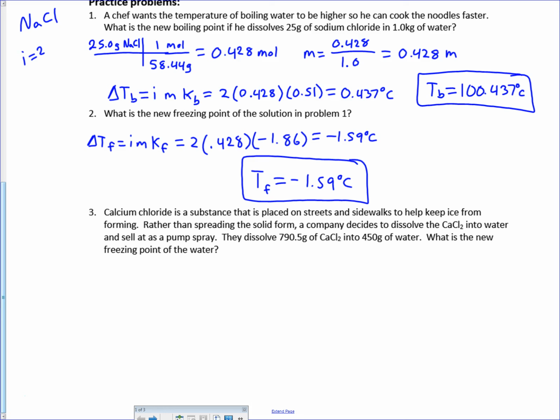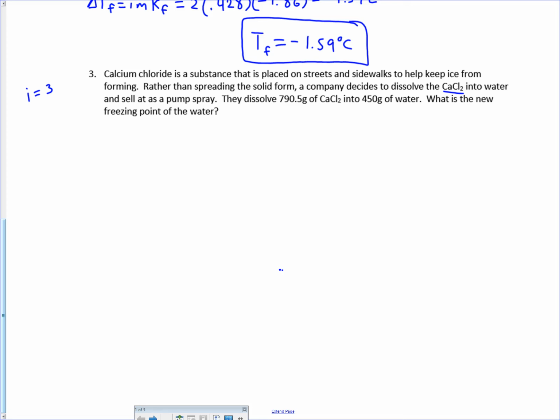So our substance that we're talking about here is CaCl2, which is calcium chloride. The Van't Hoff factor for that one is 3. And so we're going to do the same sort of steps as we did before. We start off with the mass that they gave us. So we've got 790.5 grams of CaCl2.